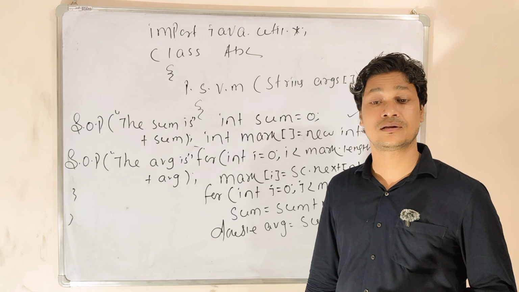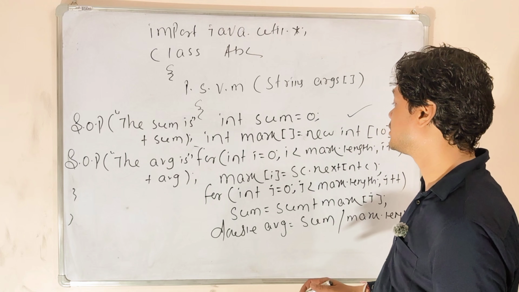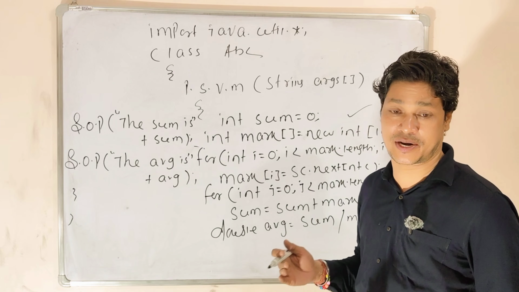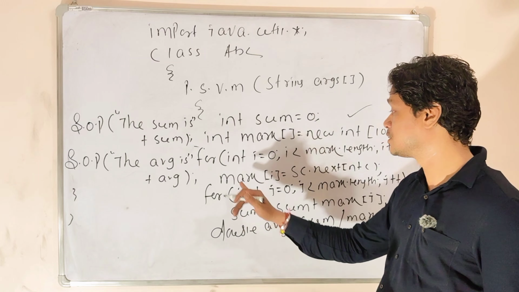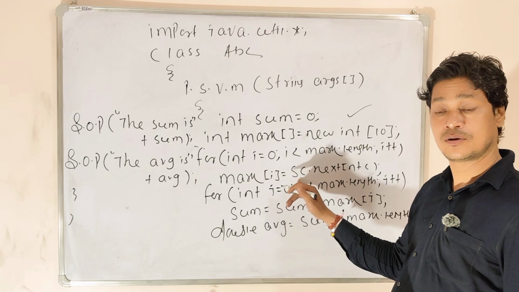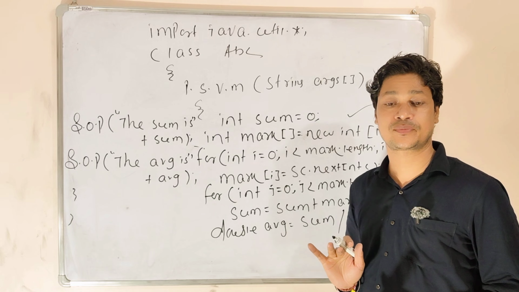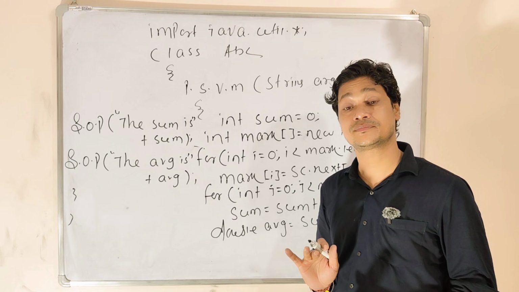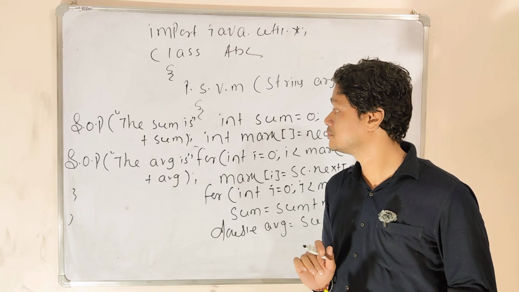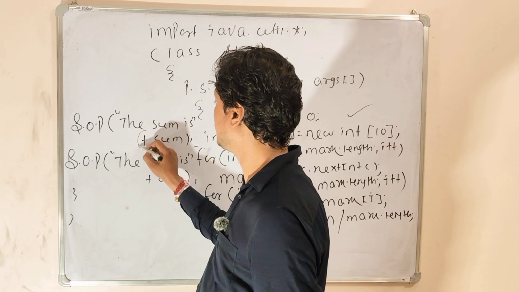Sir, array initialization? Initialization means to store values into the variable. Where we have stored the values? Here we have stored the values. Yes, sir. We have taken the loop to initialize the whole array. Got it? Sir, why in the SOP do we write the sum is plus sum? Why is this plus used here?